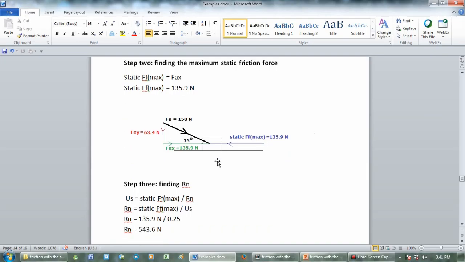Step 3, finding Rn. Using our general formula for static friction, we can say the coefficient of static friction equals the maximum static friction force divided by the normal reaction force. So we can transpose and we can find Rn, which is equal to the maximum static friction force divided by the coefficient of static friction. Rn equals 135.9 newtons divided by 0.25. Rn equals 543.6 newtons.